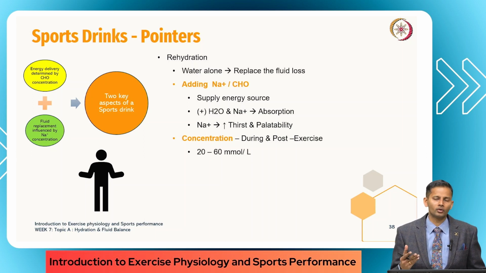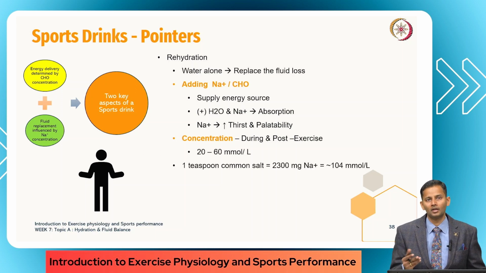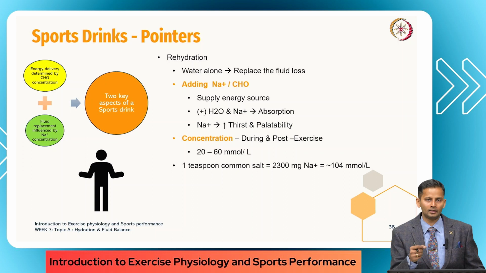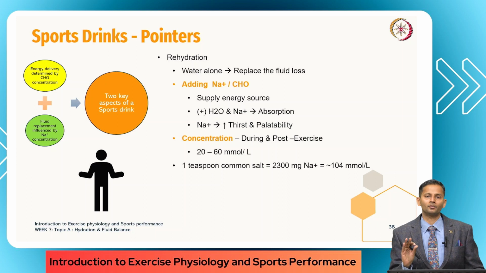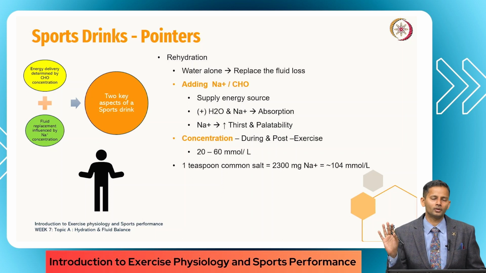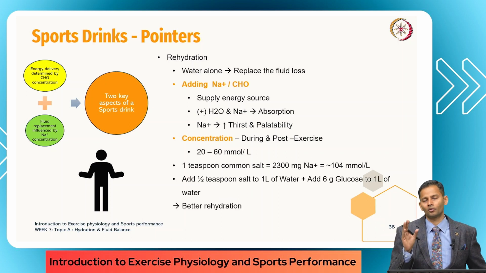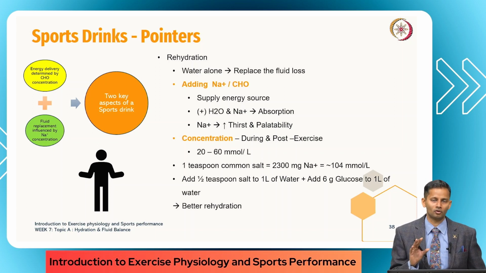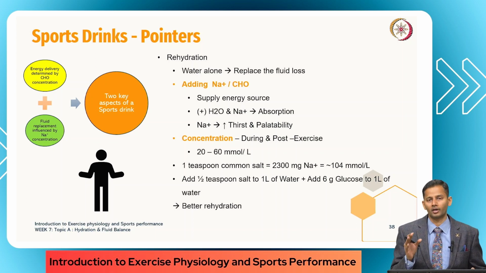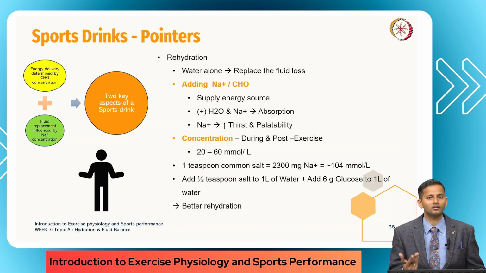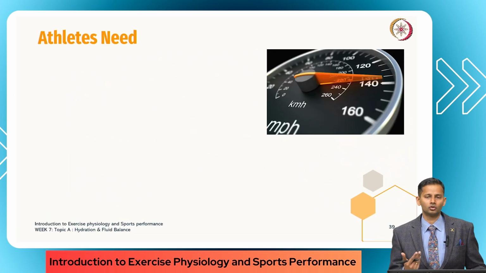So how does it transfer practically? So 1 teaspoon of common salt that we take in cooking, that contains about 2300 milligrams of sodium, and it corresponds to about 100 millimoles per liter of sodium level. So if you want to make an ideal sports drink for your athlete, you need to add half teaspoon of common salt to 1 liter of water, and you can also add 6 gram of glucose, as I said previously. So that becomes a good ideal sports drink for rehydration purpose as well as for energy delivery.